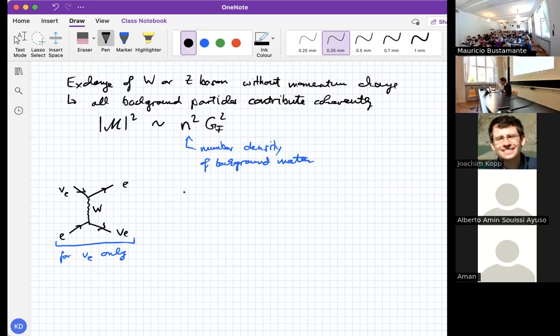And that now has to be contrasted with the process I've drawn above, where the neutrino interacts via Z exchange. First of all, Z exchange can happen not only on electrons, but also on protons and neutrons. And it can happen for any neutrino flavor. So for nu e, nu mu, and nu tau.